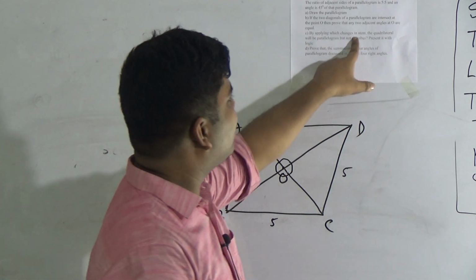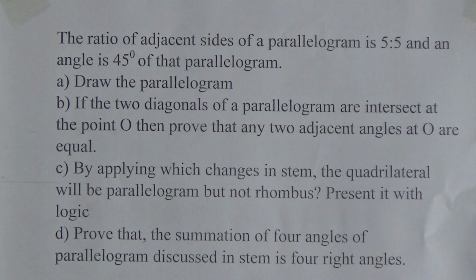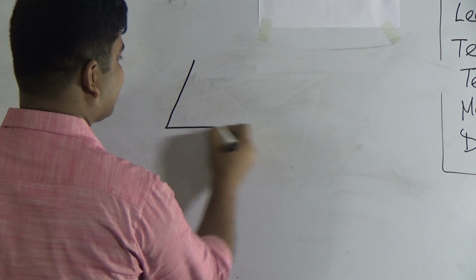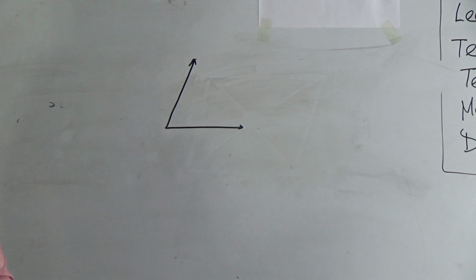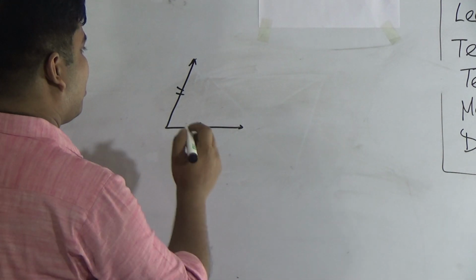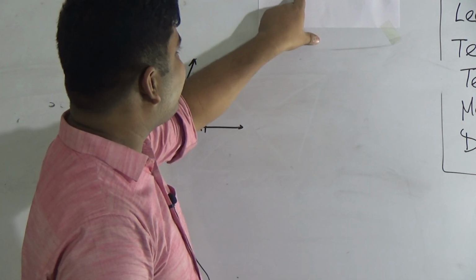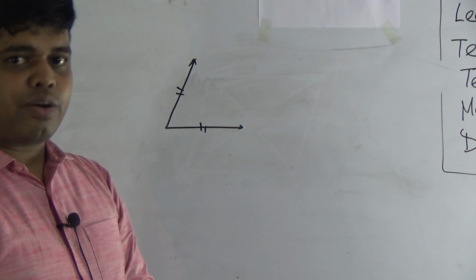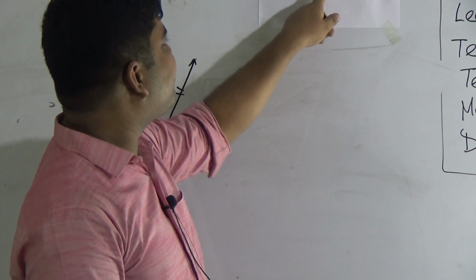C number question: by applying which changes in the stem will the quadrilateral be a parallelogram but not a rhombus? Present it with logic. So my dear students, in order to answer this question, at first we need to know what a parallelogram is and what a rhombus is. In a rhombus the adjacent sides are equal. If the adjacent sides are equal, then the ratio of the adjacent sides must be equal. On the other hand, when we look at the definition of a parallelogram, when the adjacent sides are not equal, that means the ratio of the adjacent sides is not equal, then that figure will be a parallelogram.